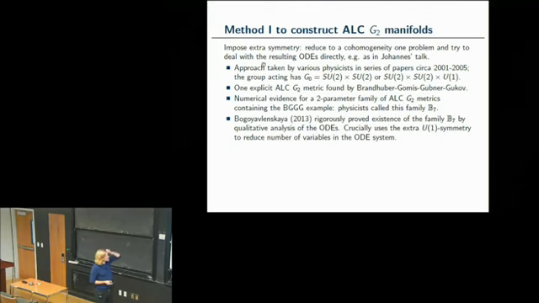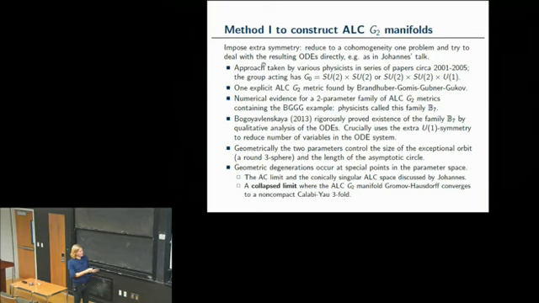Olga Bogoyavlenskaya, student of Bazaikin, rigorously proved the existence of this family just by studying the ODEs directly, so not by being able to write down a closed form, but by qualitative analysis. And in that case, the extra U1 plays a key role in reducing the complexity of the problem.